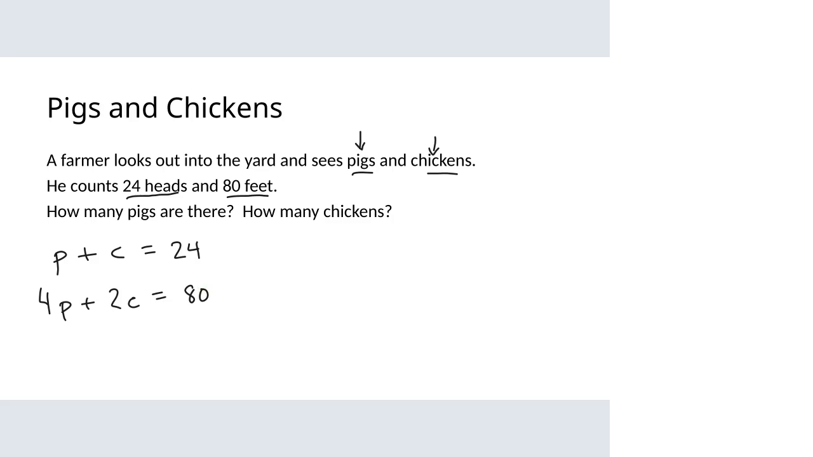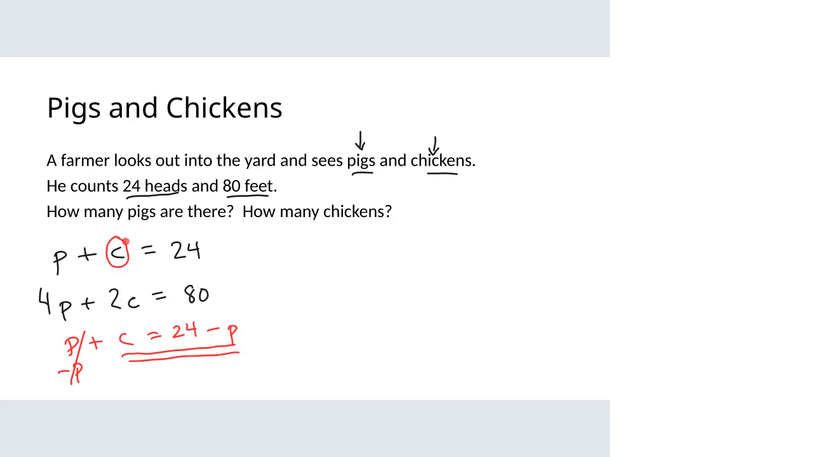What we're going to do then is we're going to use substitution, and I'm going to look at the simplest possible one, and that's right here. I'm going to rewrite that, and it doesn't matter which variable you get by itself. I'm going to go ahead and take that one and rewrite it down here at the bottom, and I'm going to have p plus c is 24, and I'm going to subtract p from both sides. I'm going to subtract p over here and subtract p over here. Those are going to cancel, and now what I can see is that c is 24 minus p.